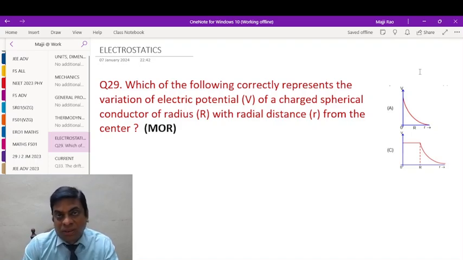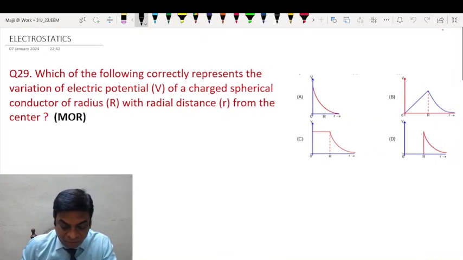We are discussing questions which were asked on 31st of January 2023 JEE Mains. So without wasting time, let us solve them one by one.